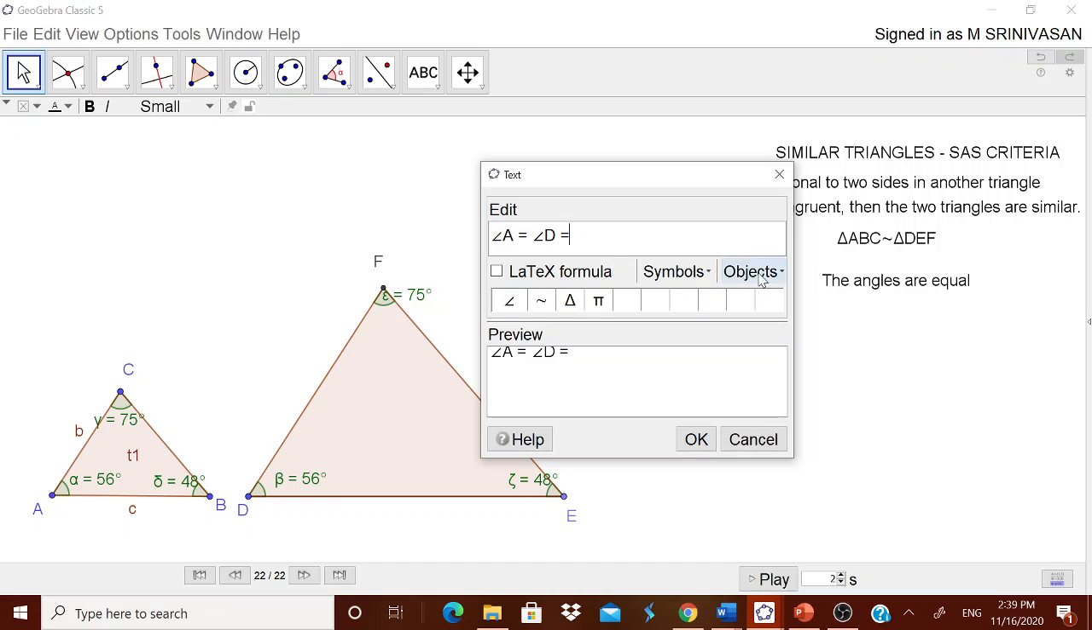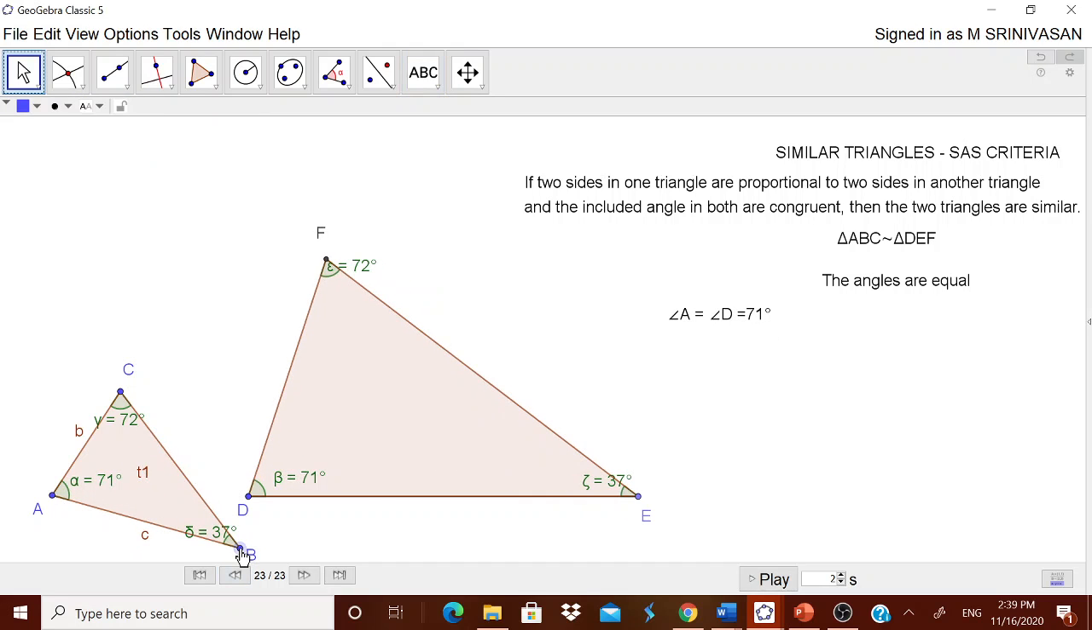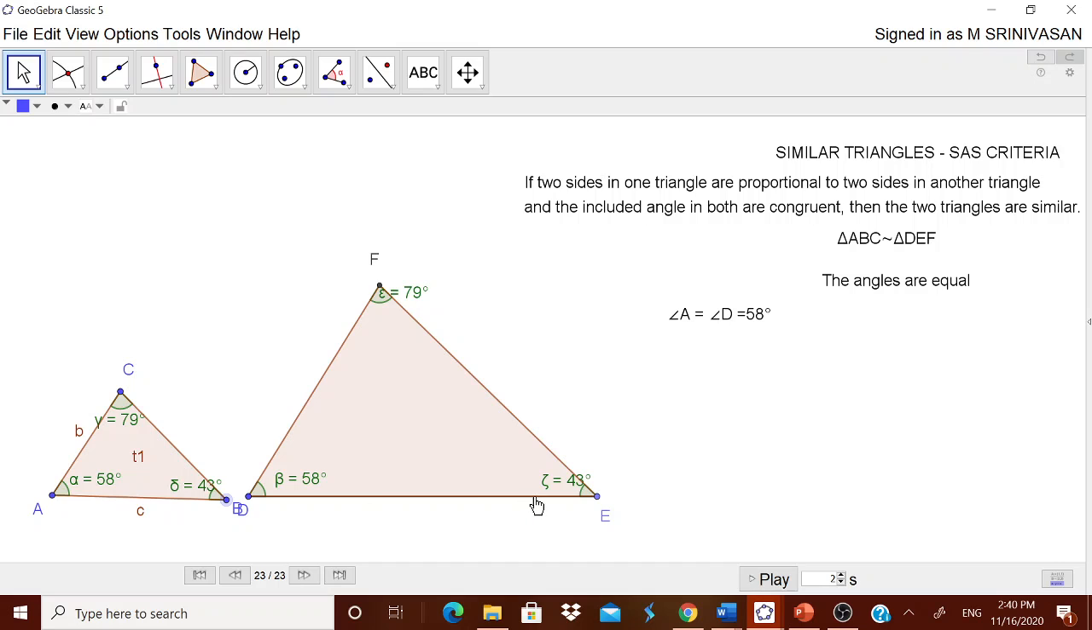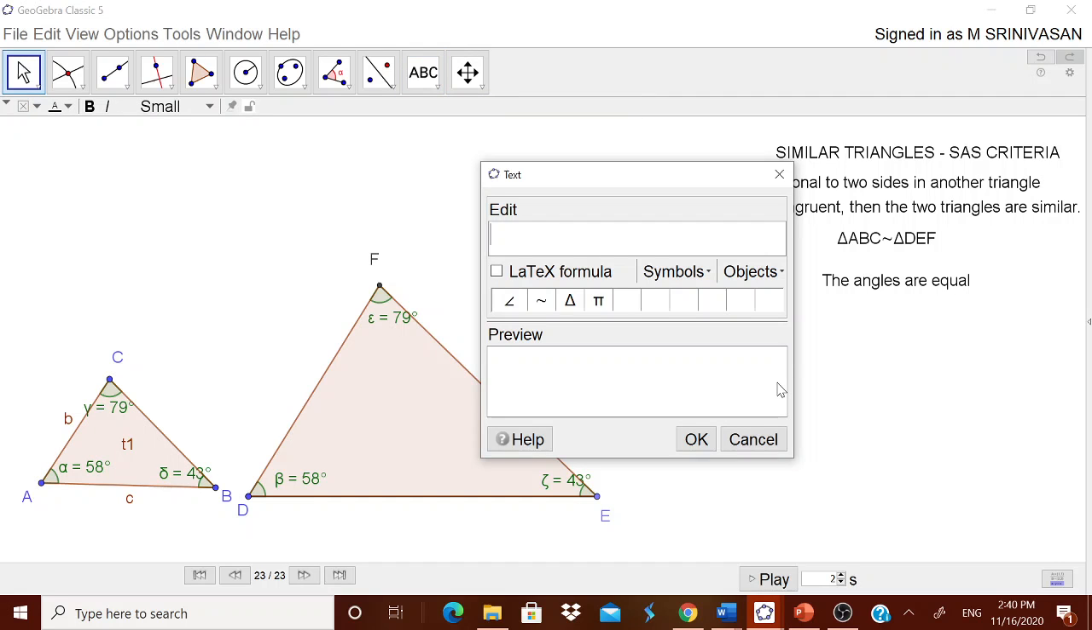Both alpha and beta. So from the object, you can select this alpha and then click OK. Whenever I am moving it, whenever alpha changes, you can see that it also changes there. 71, 71, 42, 42, like that. Similarly, you can write angle delta is equal to angle eta, then angle gamma is equal to angle phi. Okay, the same way you can write it. Angle C is equal to angle F and angle B is equal to angle E and so on. Okay, well. Now, let us take the next property, that is the sides are proportional.